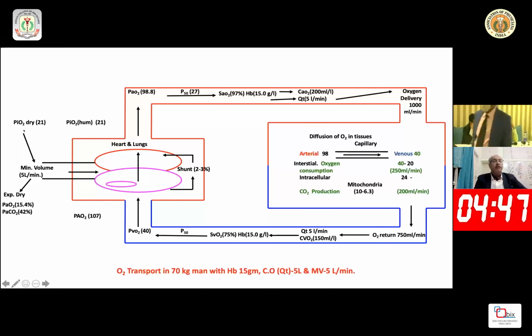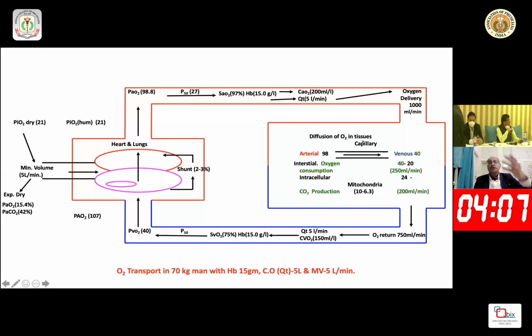This is a summary of what we have discussed. You have dry air that gets humidified and goes to the lungs. The red one is obviously deoxygenated blood. You have a functional shunt of 2 to 3%, then it goes on. The partial pressure of oxygen on the arterial side is nearly 98 to 98.8. This is the P50 we're talking about, with saturation of 97%. If you find 100% saturation, that means more oxygen has got involved or mixed with it. From there you calculate the content. This is your cardiac output. This is the oxygen delivery, roughly a liter to the tissue per minute.